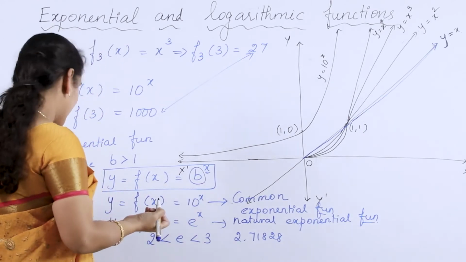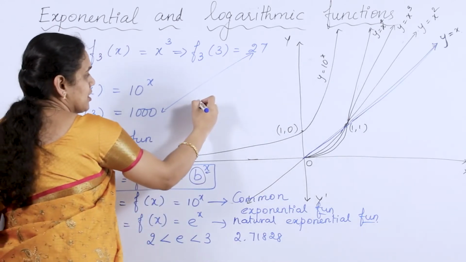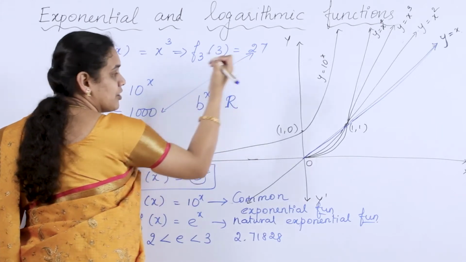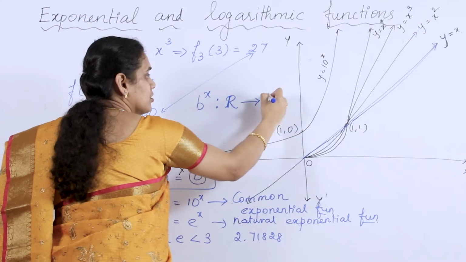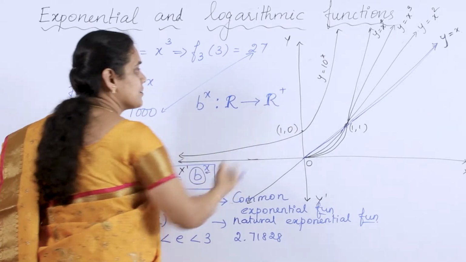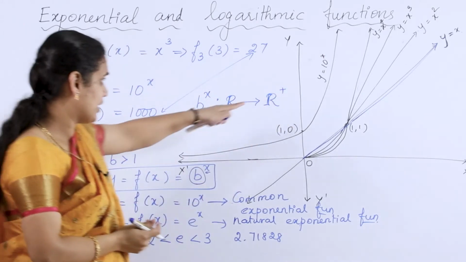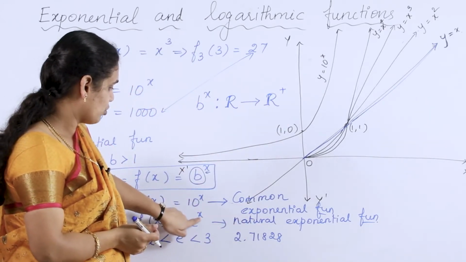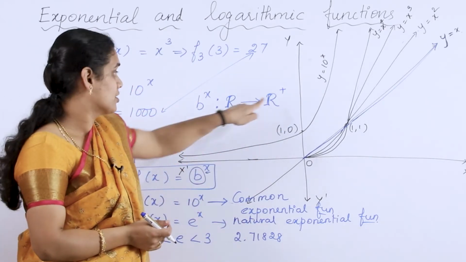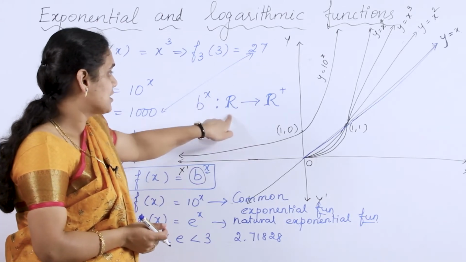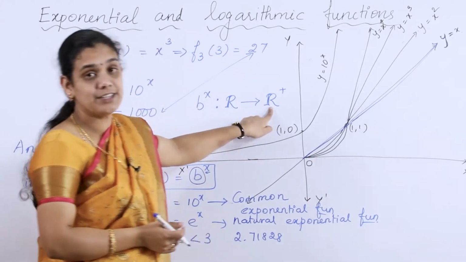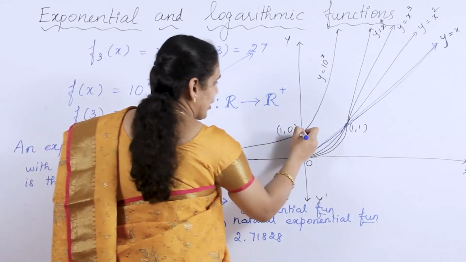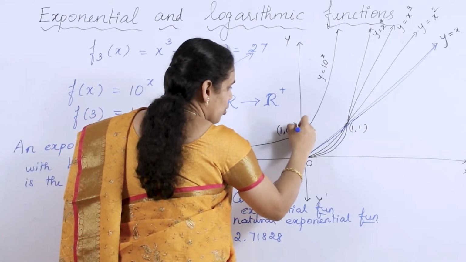And what about the domain and the range of this function? b to the power x is defined from the set of all real numbers to the positive real numbers, because we always get positive values. If you give any value of x, you will always get positive values. So the domain is the set of all real numbers and the range is the set of all positive real numbers.